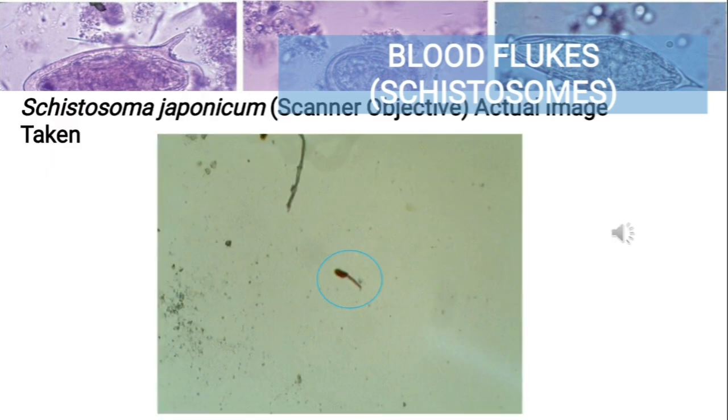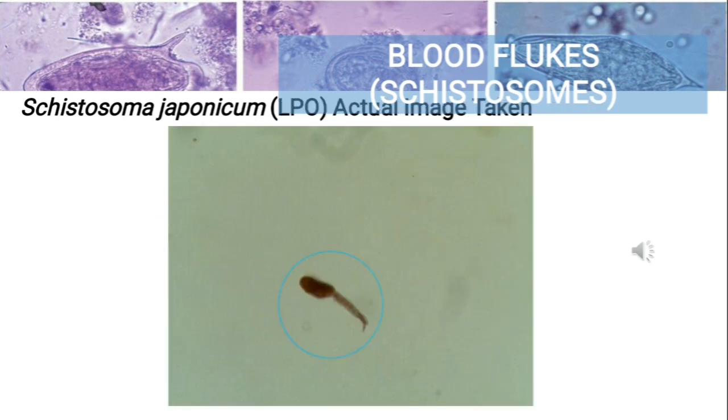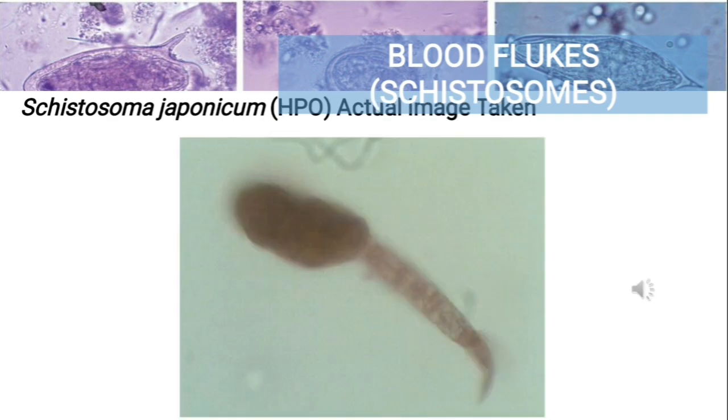This is an actual image taken by me of Schistosoma japonicum cercariae under the scanner objective. This is how it looks under the low power objective. Now let us look closely under the high power objective.